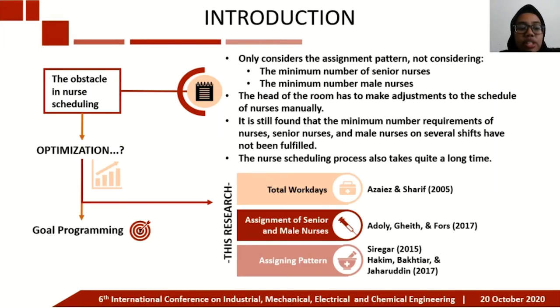The objective of this research is optimization of nurse scheduling using goal programming. The position of this research is a model development from the previous papers, which are the total nurses from Azizah and Sharif 2005, assignment of senior and male nurses from a delegate and force 2017, and assigning patterns from Siregar 2015, and Hakim Bakhtiar and Jaharuddin 2017.